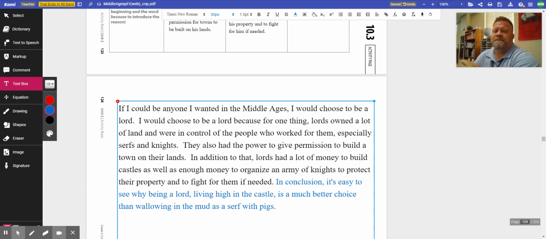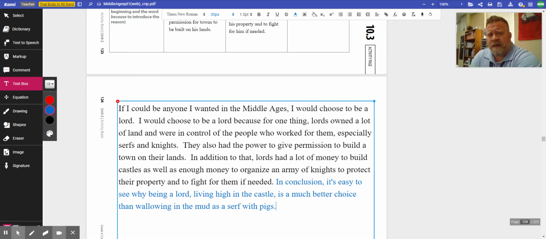Now, unfortunately, this is not the best. I mean, this is pretty good. I would accept this, but it's not the best I could do. I could put some more transitional words in there. However, this is how you set up a persuasive paragraph.